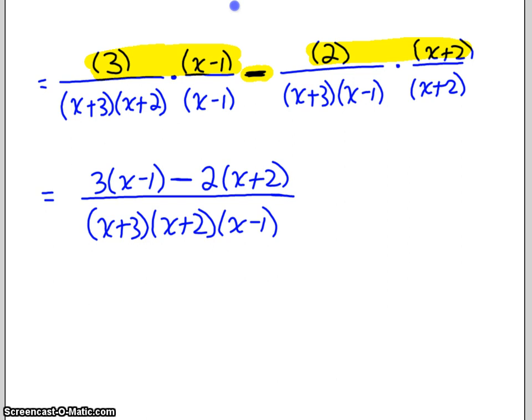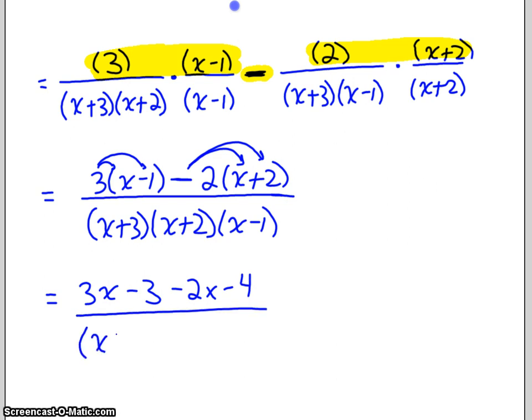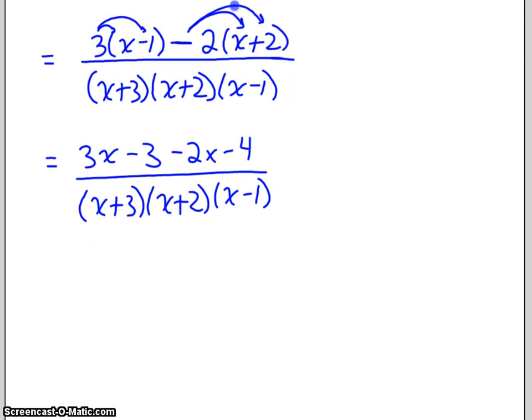And then simplify that numerator. We have to distribute the 3 first here, so we get 3x minus 3. Now we're distributing a negative 2, so we get minus 2x minus 4 over our denominator. Always keep this denominator in factored form until the very end. And now group any like terms. 3x minus 2x is x. Negative 3 minus 4 is negative 7, over our common denominator.